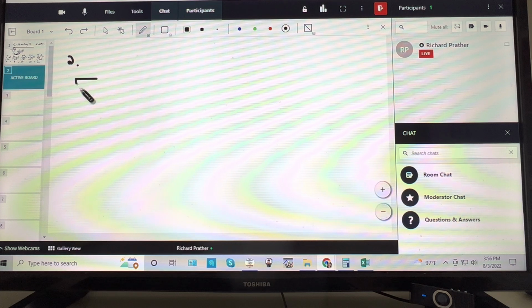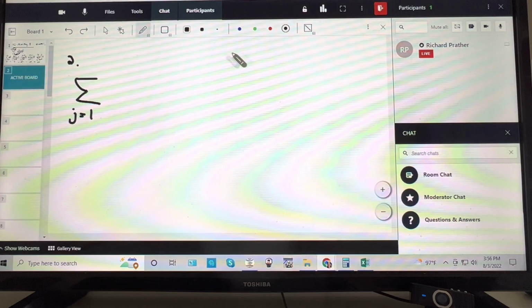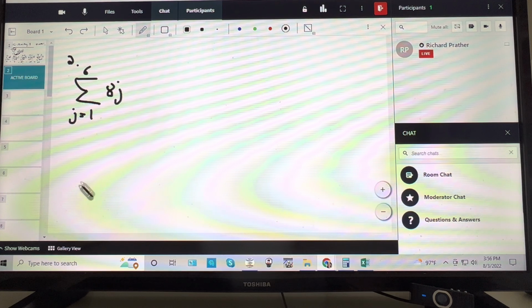So we got the sum from J equals 1. Now you don't have to start at 1 either. That's the most common one, but it's not absolutely necessary. 6 and 8J. So now I'm going to have to do 6 different cases. I have to do J is 1. That's easy. 8 times 1. There's less calculating this time.